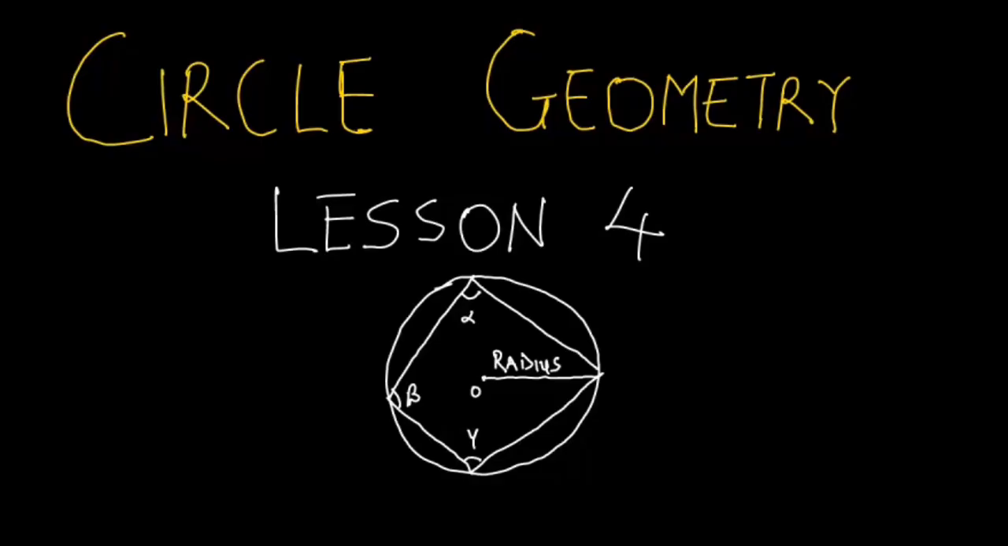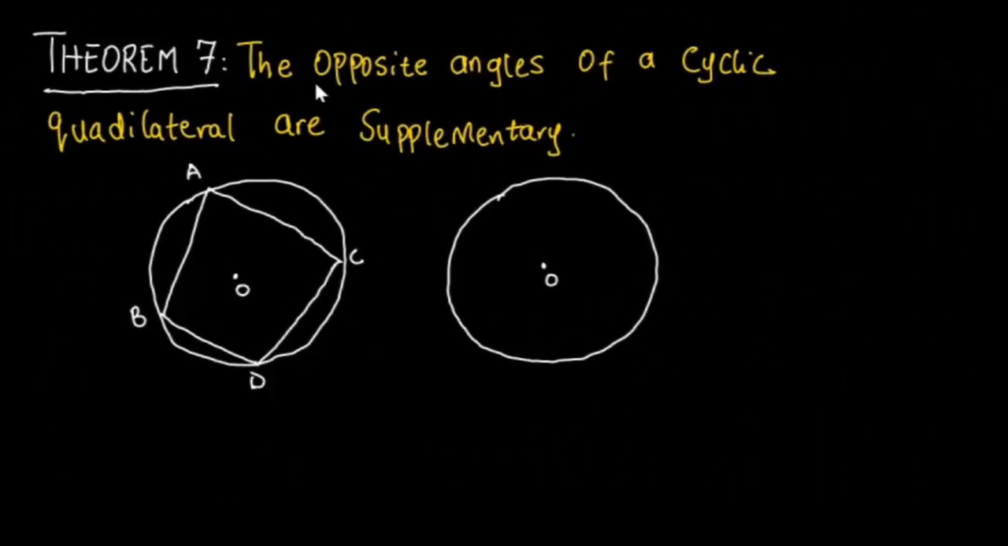So we'll begin this video lesson by looking at the 7th theorem, which happens to be the first theorem in this video lesson. Theorem 7 states that the opposite angles of a cyclic quadrilateral are supplementary. Looking at this theorem, there are some key statements: opposite angles, cyclic quadrilateral, and lastly, supplementary.